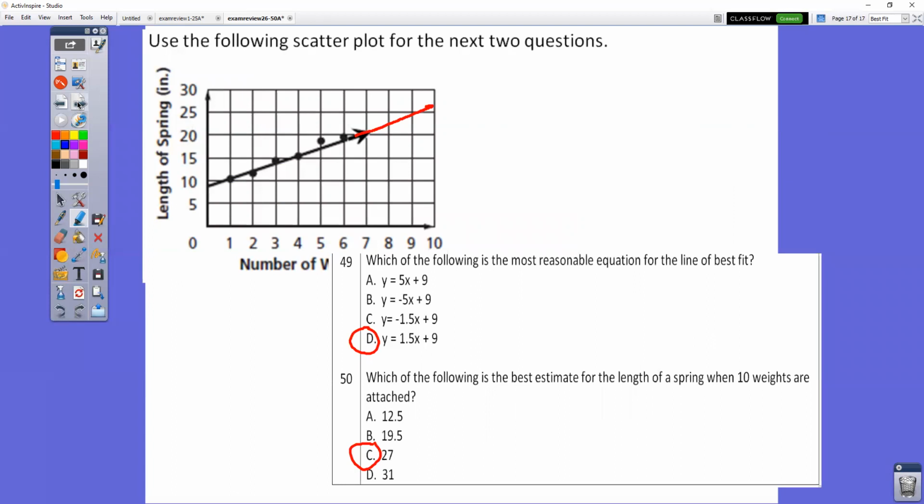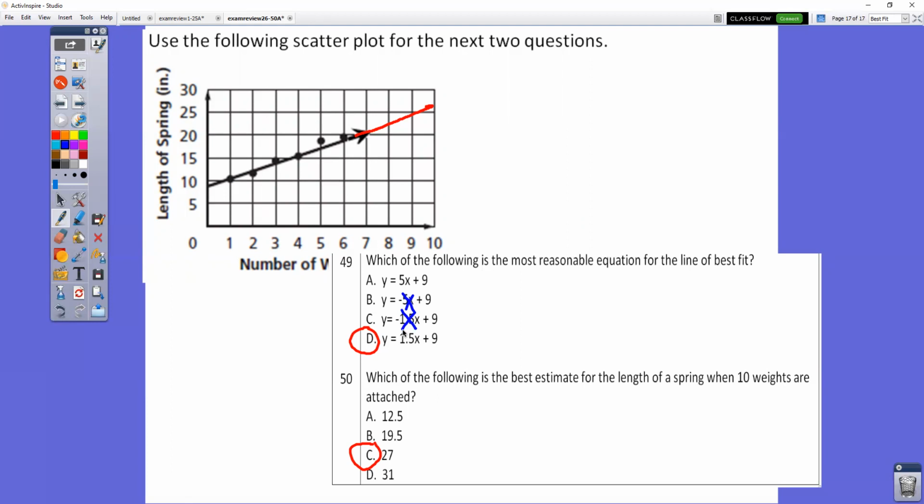In question number 49, let me give you a very easy way to figure this one out. When you look at your choices, you want to pick out the equation of this line of best fit. You can eliminate 2 choices right away: B and C. Why can you eliminate B and C right away? Take a look at our line. Our line is going up. This has a negative slope in B. This has a negative slope in C. That would make the line go down. So you can get rid of half of your choices right away.